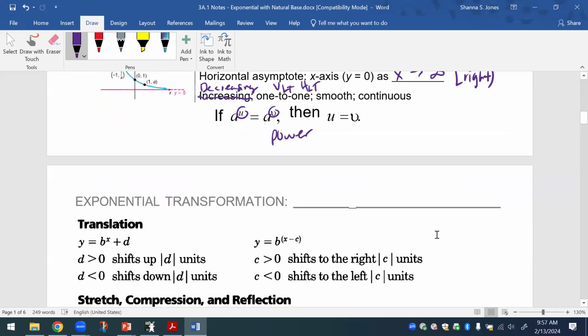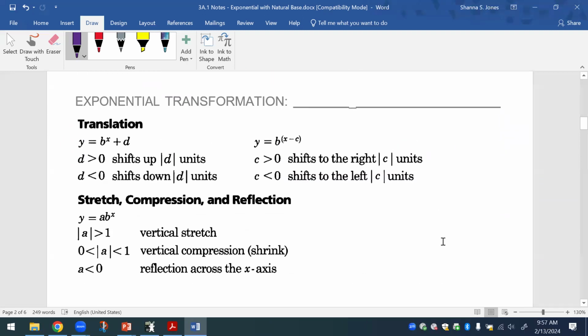All right. Now we're going to talk about exponential transformations. We've talked about transformation rules, right? Functions go left, right, up, down. They vertically stretch and compress, correct? We're going to analyze it from base equal to E. So when our base equals E, what does that look like? Well, that looks like this. We would have the transformation rule of f of x equals A times E to the x minus c, plus d.